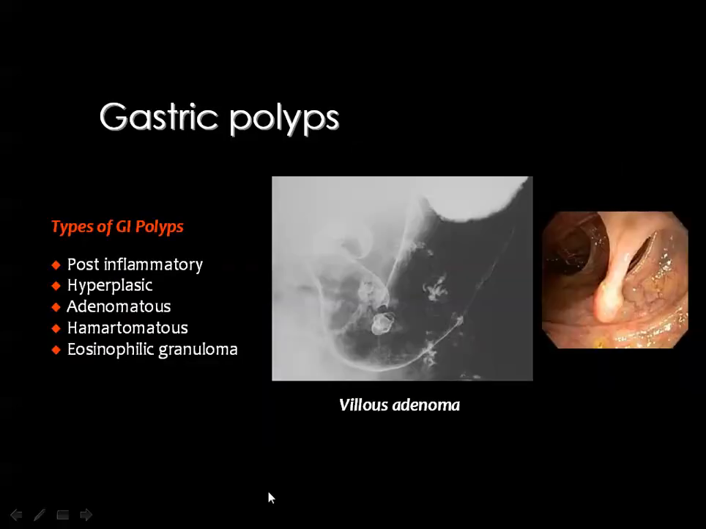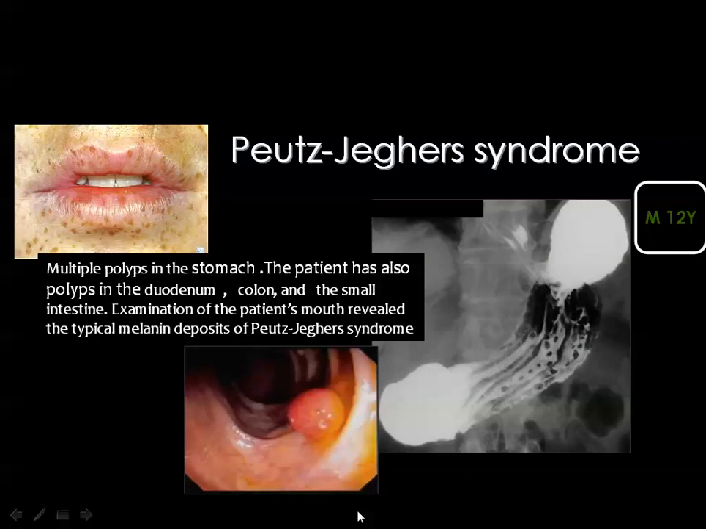Then we came to the polyps, and you know that polyps may be benign and may be malignant. One of the best criteria to differentiate benign from malignant polyps is the presence of a pedicle. If the polyp is pedunculated, we assume that it is benign, but if it is sessile, it may be benign or malignant. Then these are the types of polyps: post-inflammatory, hyperplastic, adenomatous, hamartomatous, and the eosinophilic granuloma.